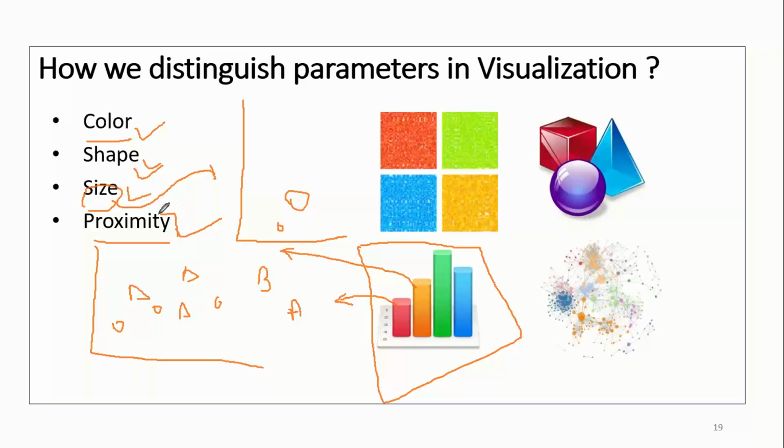Proximity means closeness. If we are trying to showcase a similar information, we will try to keep those charts near to each other so that it looks like a storytelling to the end user. So these are the 4 parameters that we use very actively in terms of creating our visualizations and more importantly the dashboards.